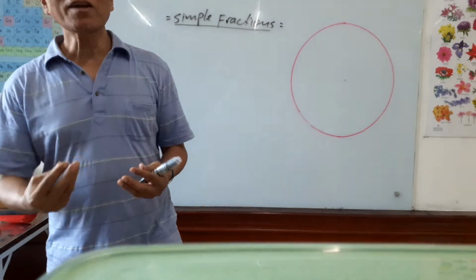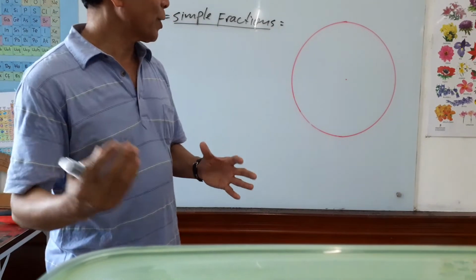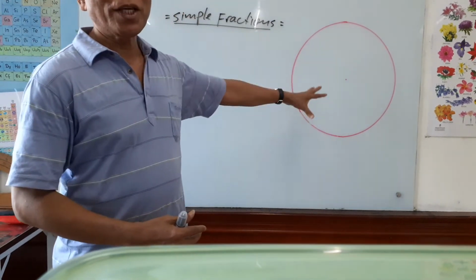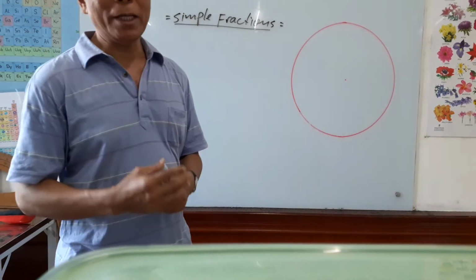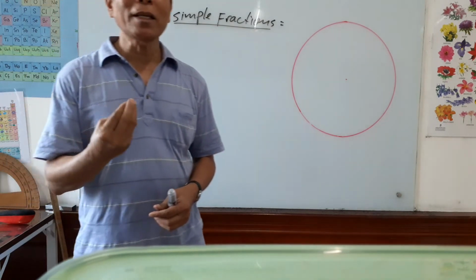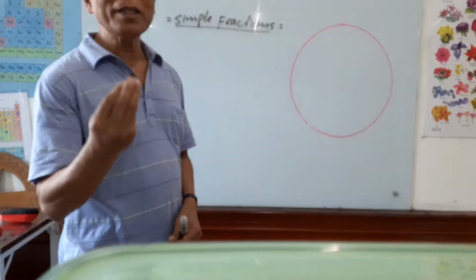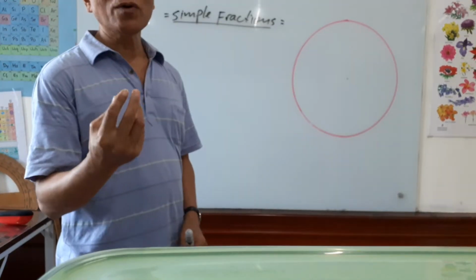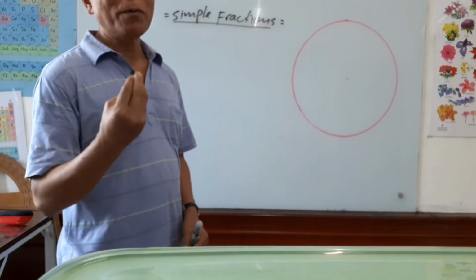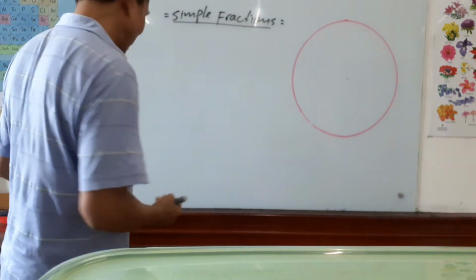Let's say that there are 4 of you children. These 4 children are going to share a pizza, okay? And we want to make sure that each of you will get an equal piece from this pizza. So we will divide this pizza into 4 different parts, okay? 4 pieces, so that each of you will get a piece. Okay, let's do it.